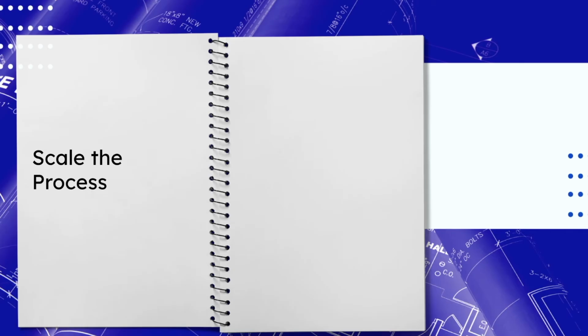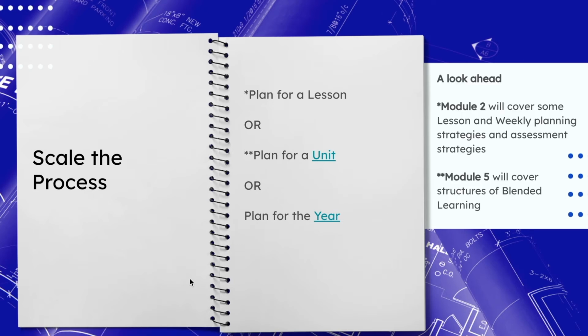Once you've identified why you are doing blended learning and your vision for the work, you'll want to think about how you can scale the process to be successful. So you could just dive into creating one lesson for the process. You might develop an entire unit plan, or you could plan for the whole year. Looking ahead in Module 2, you'll cover some lesson and weekly planning strategies and assessment strategies that will help you. In Module 5, you're going to cover different blended learning structures that will help plan for a unit.